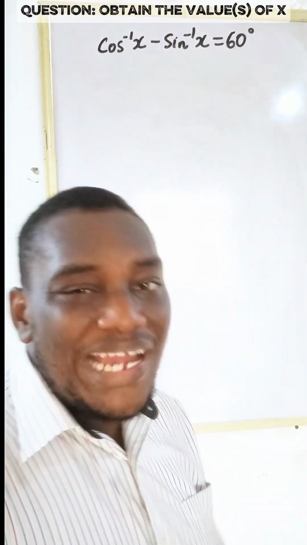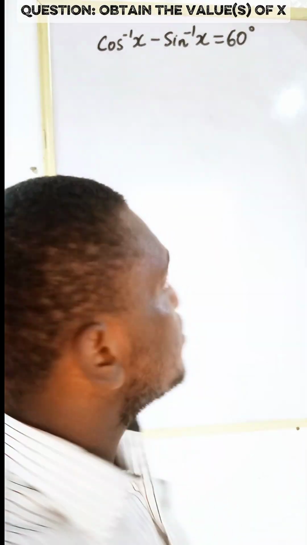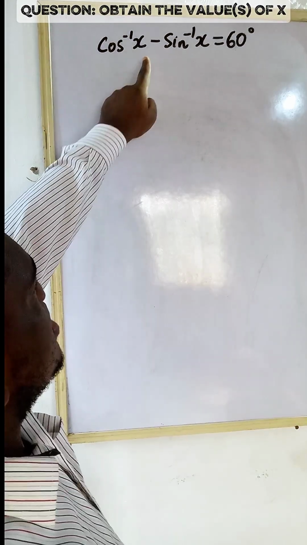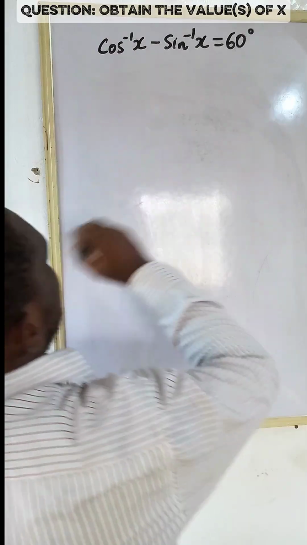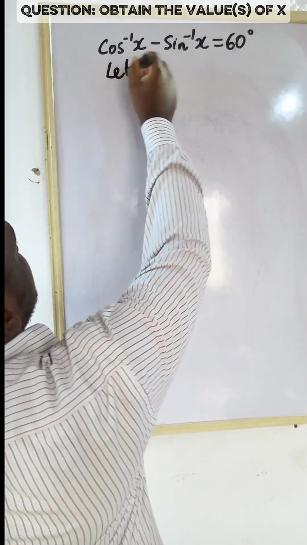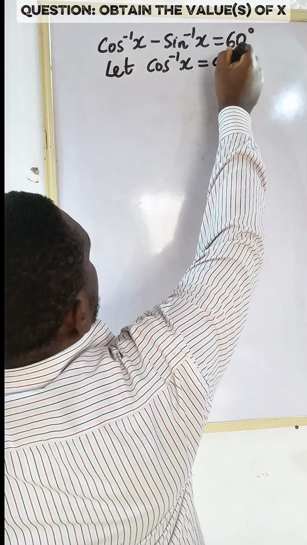We are given this quite tricky trigonometric problem. Let us obtain a solution together. Okay, so I have that arc cos x minus arc sine x is equal to 60 degrees. I start by saying let arc cos x be equal to A.